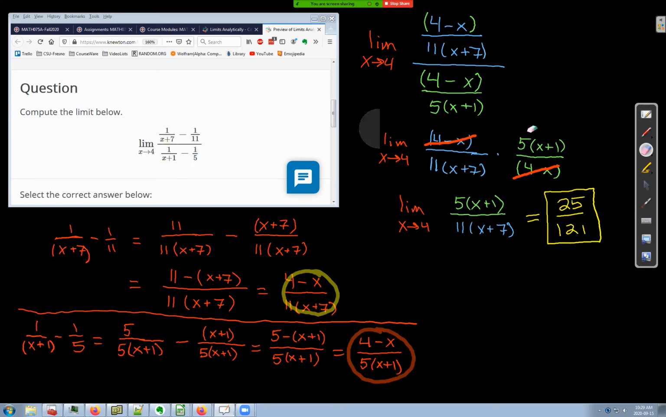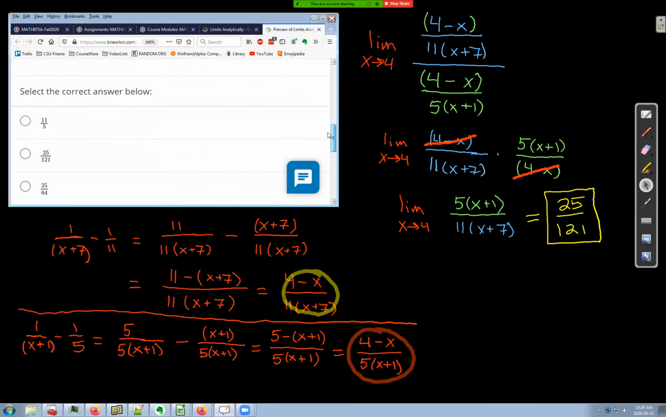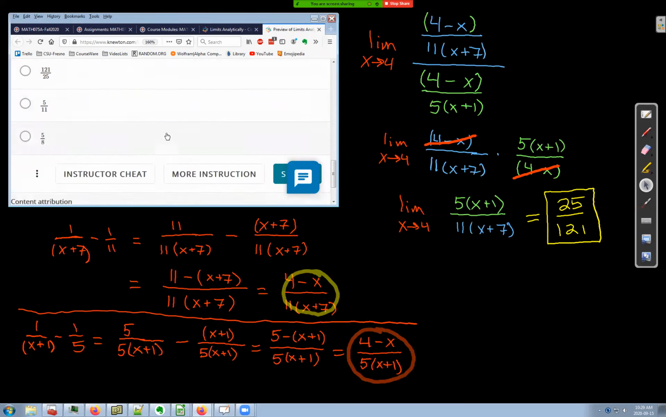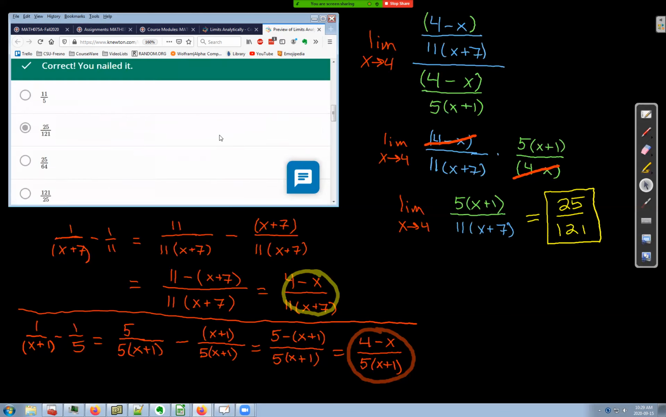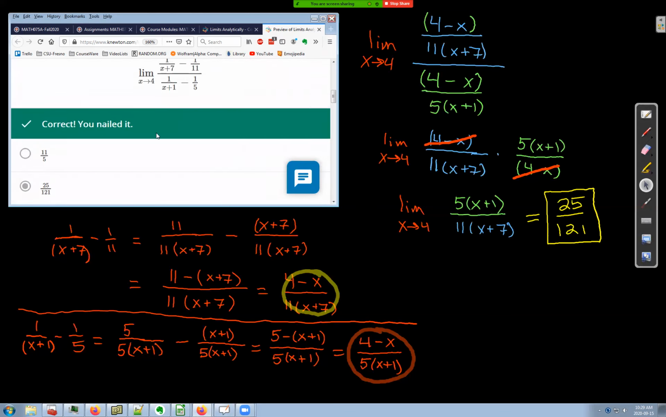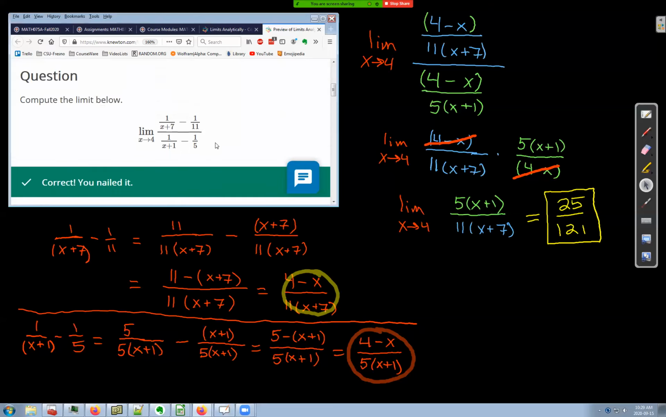Oh, and this is a multiple choice question, I think. So I can check and see if my answer's there. Yep, there it is, 25 over 121. I can even check it, and get that nice green flag there. And now I feel good about that.